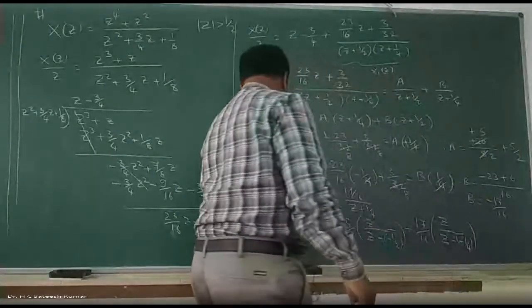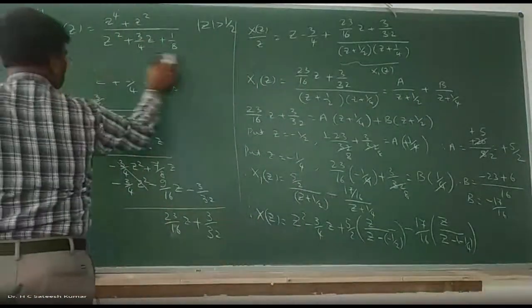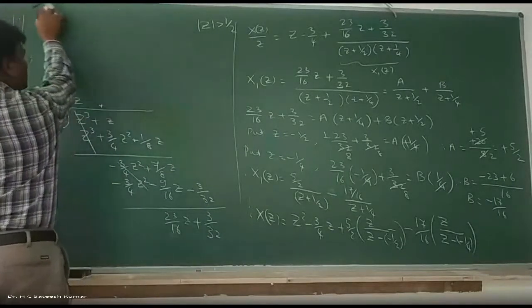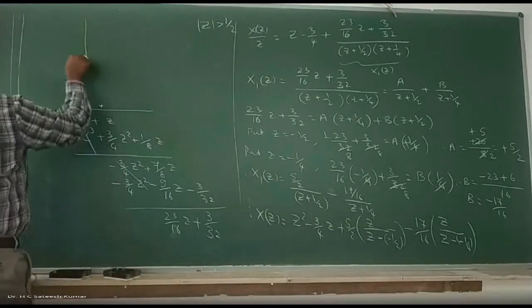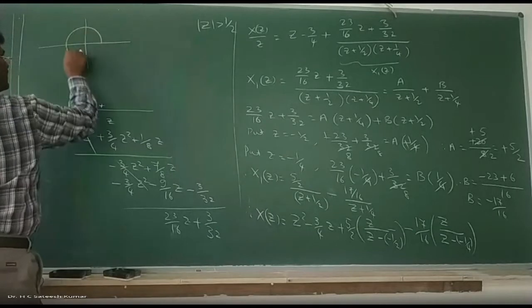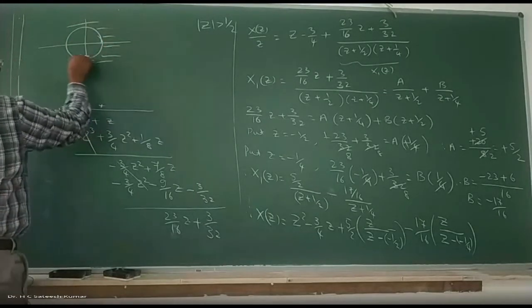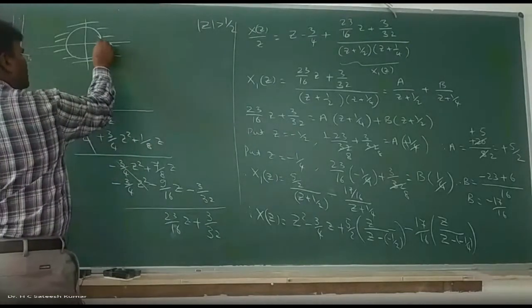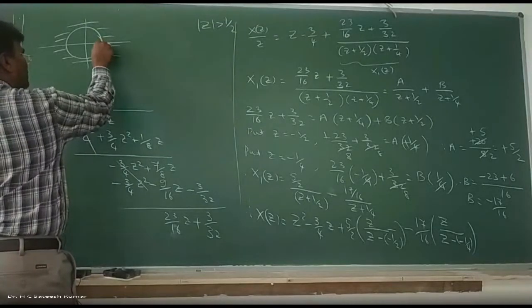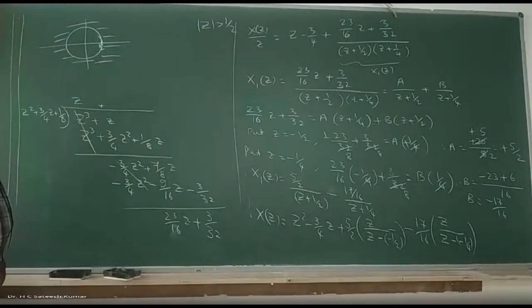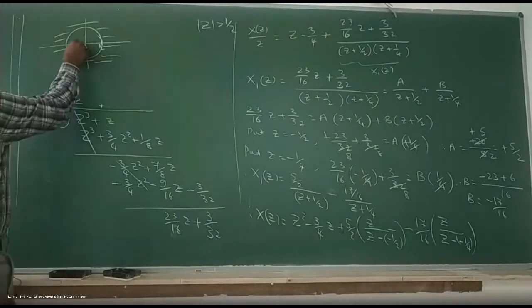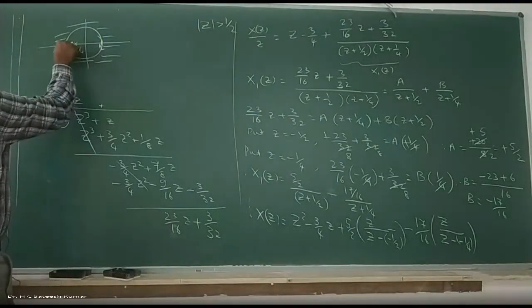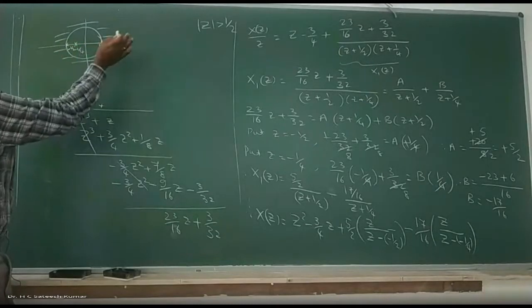Okay, right. Once you get this X of z, go for the ROC. Sketch the ROC. Mod z greater than half. When you sketch the ROC as mod z greater than half, so this is half. Where are the poles? One is at minus half, another is at minus 1 by 4. Greater than half is the ROC.